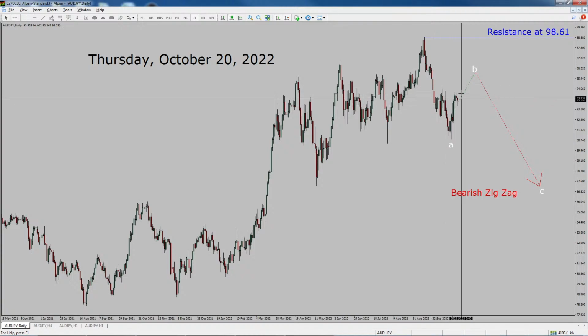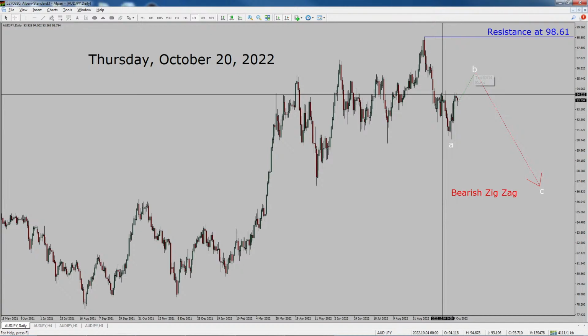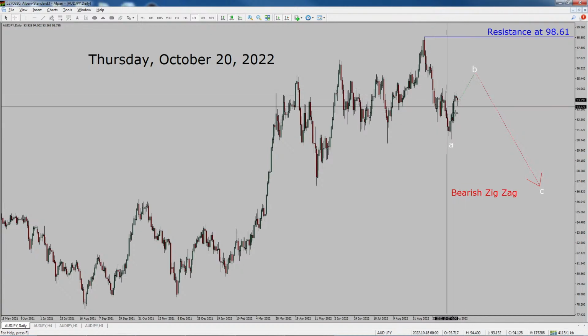It is also possible that this wave B isn't going to be a deeper pullback. This whole thing could possibly turn into a triangle or a flat pattern.